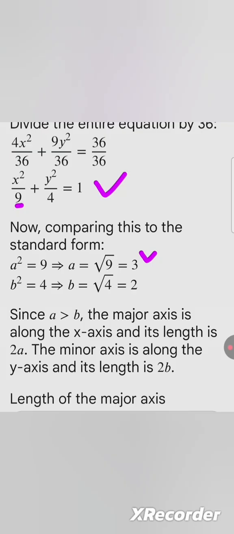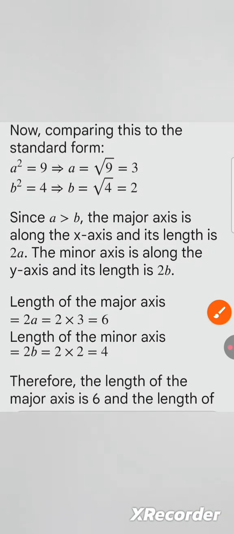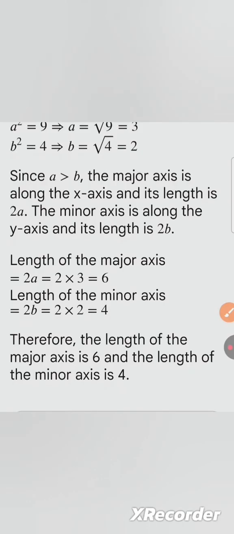Similarly, b square is equal to 4, which gives us b is equal to 2. Now the length of the major axis, as we know, is 2a, and the length of the minor axis is 2b. So the required lengths will be 2 into a, that is 6 units, and the length of the minor axis is 2 into 2, that is 4 units. So that is the answer for the given question.